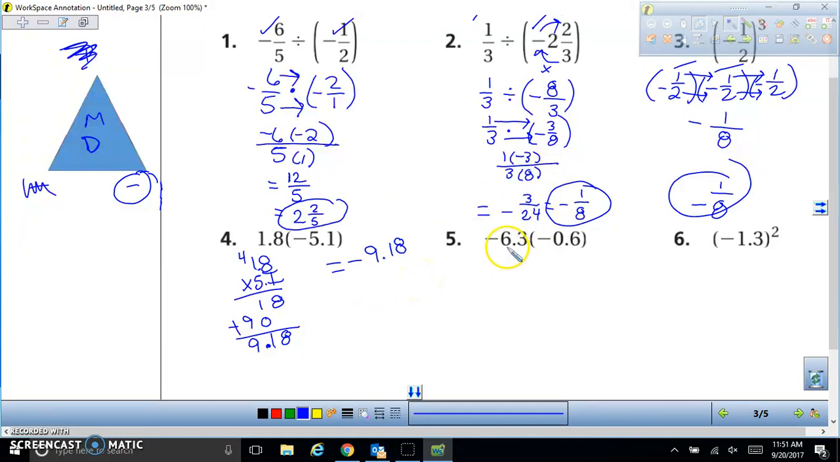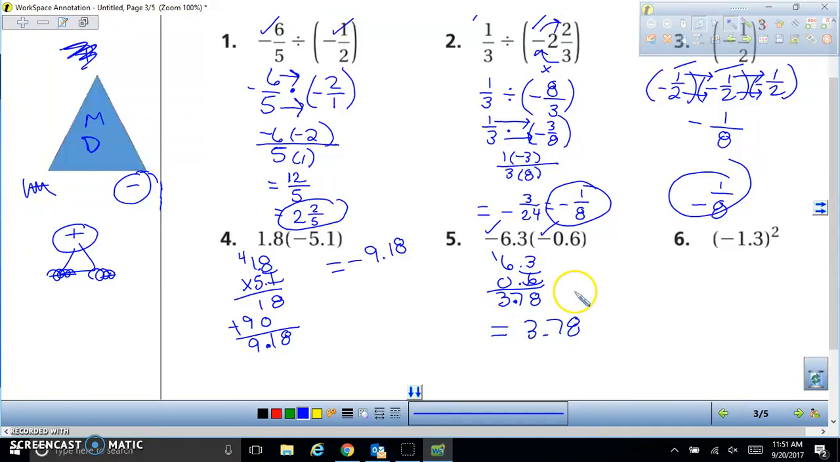Awesome. Next one. Line them up, set them up for a normal problem, and we have a negative times a negative. Let me rewrite plus, minus, minus. Okay, a negative times a negative leaves us with a positive. Set it up for multiplication. Okay, 6 times 3 is 18. 6 times 6 is 36, plus 1 is 37. 1, 2 decimal places. Okay. 6.3 times 0.6 is 3.78. Same sign. The answer is going to be positive for this one.